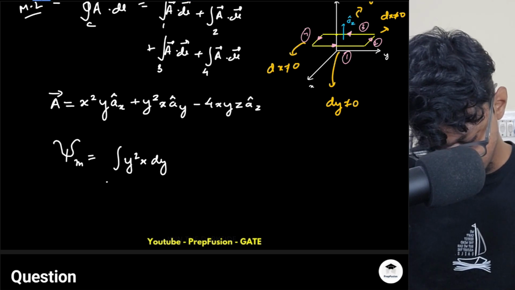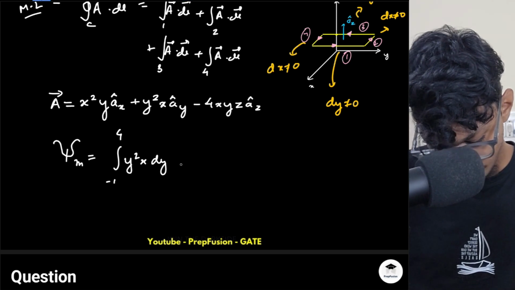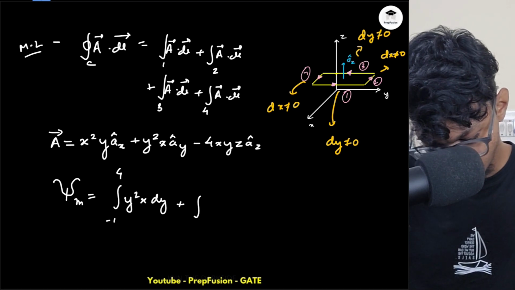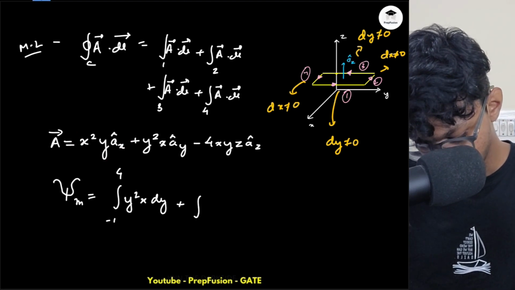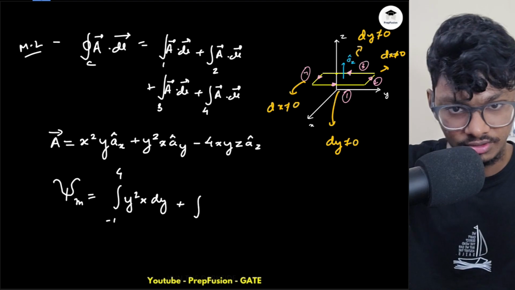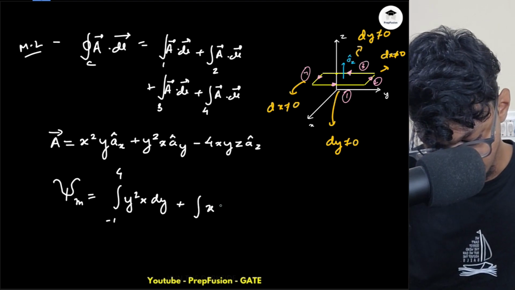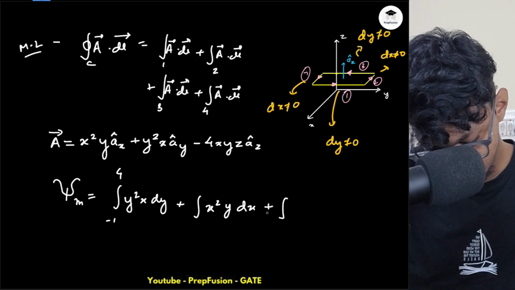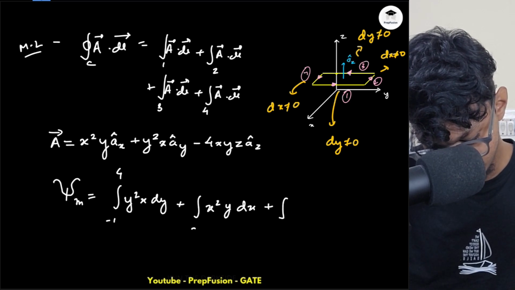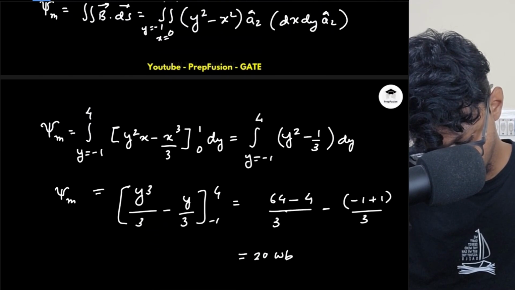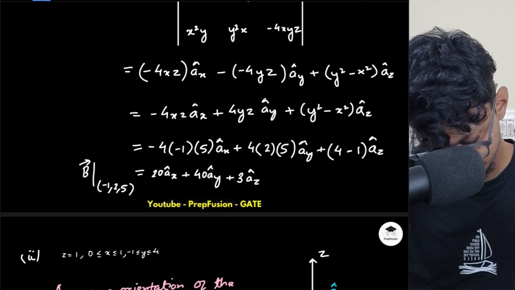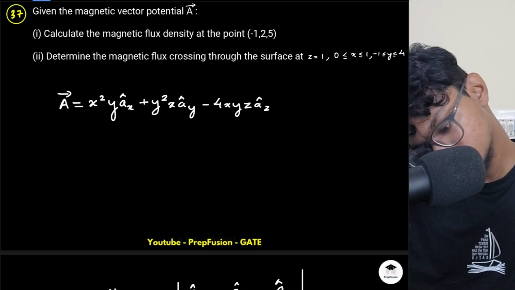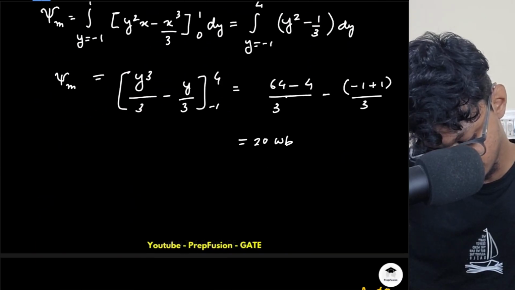So it will go from -1 to 4. Next, for the second part, again my dx is non-zero, so I will only take the ax component, right? Because ax dot ax will be non-zero, ay dot ax and all other components will be 0. So x square y dx plus, now x is varying from what? X is varying from 0 to 1. From what I remember, it was from 0 to 1. 0 to 1, yeah, 0 to 1, z is equal to 1.